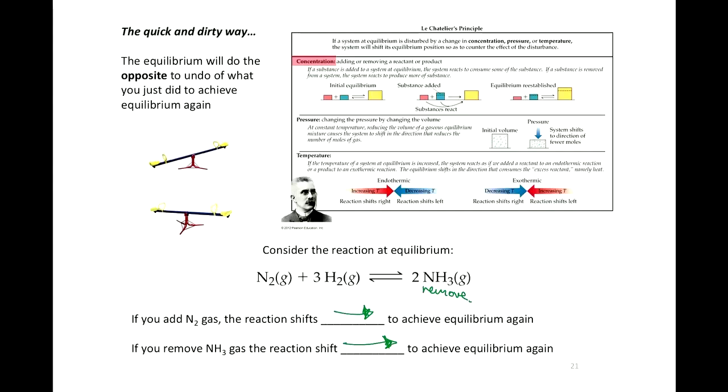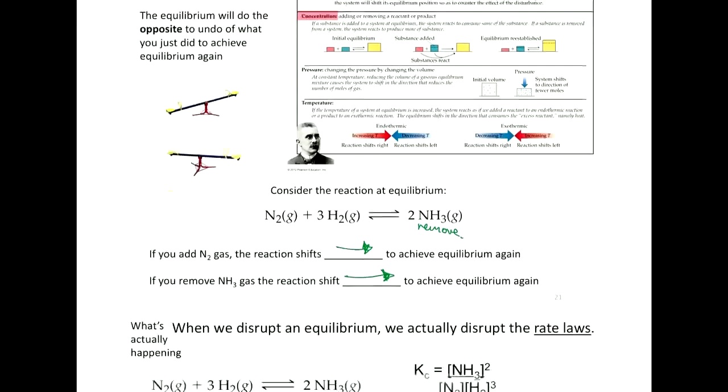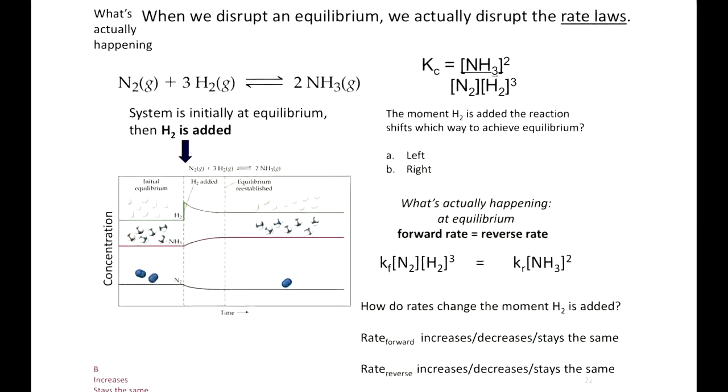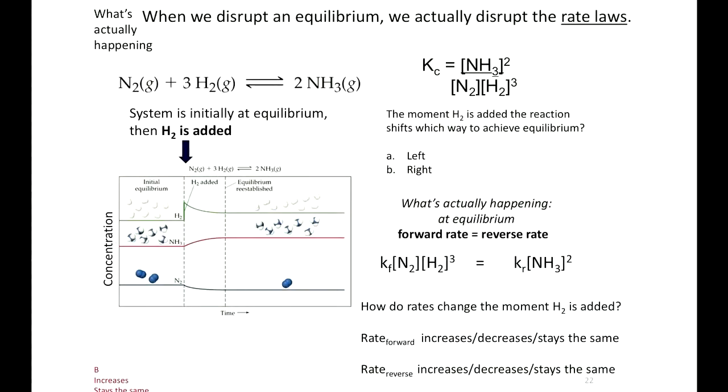All right, and actually the reason is because we disrupted the rate law at that moment. But the idea is that if you add nitrogen gas, the reaction shifts forward. If you remove ammonia gas, it also goes forward because you removed a product and you want to fill up that void again. Okay, so that's the quick and dirty way, where you just do the opposite of whatever the disruption was to undo it.